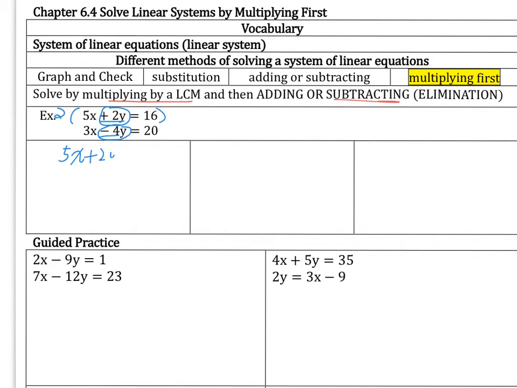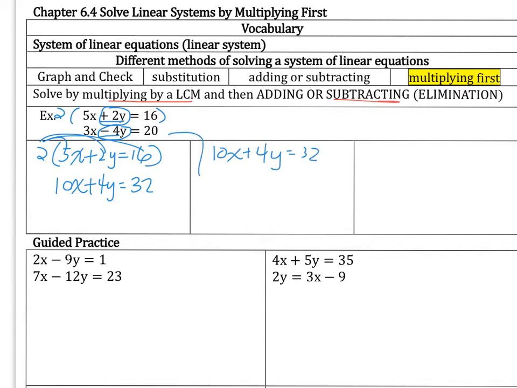5x plus 2y equal to 16. I'm going to multiply the equation by 2. 10x plus 4y equals 32. I distributed 2. And then, let me recopy this. I'm going to write the second equation down here. 3x minus 4y equals 20. And of course, positive, negative, I can cancel that out by adding both equations.